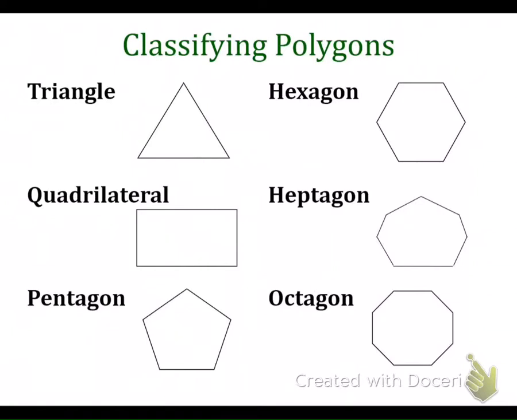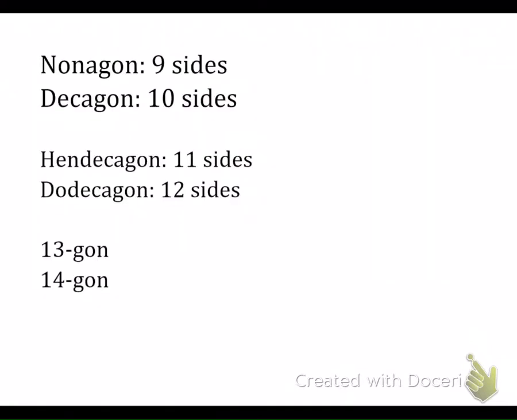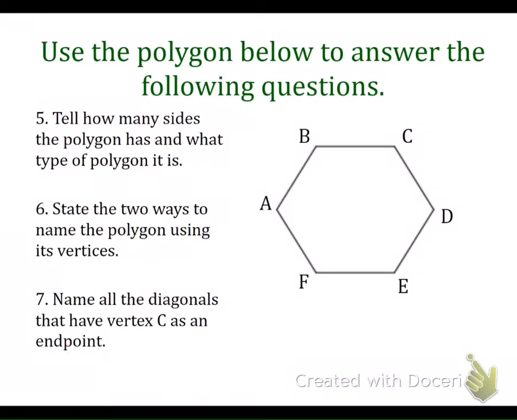Okay, so the next ones. A nonagon has 9 sides. A decagon has 10. Okay, then this is just for me to share with you. A hendecagon has 11. A dodecagon has 12. And then from there it goes like 13-gon, 14-gon, 15-gon, 16-gon. Tell how many sides a polygon has and what type of polygon it is.